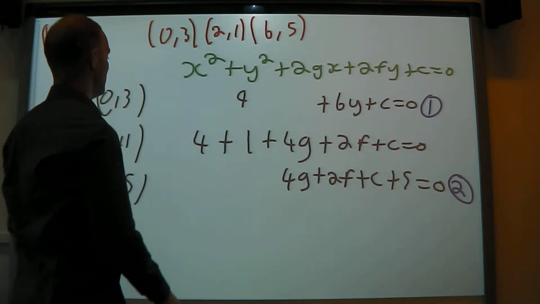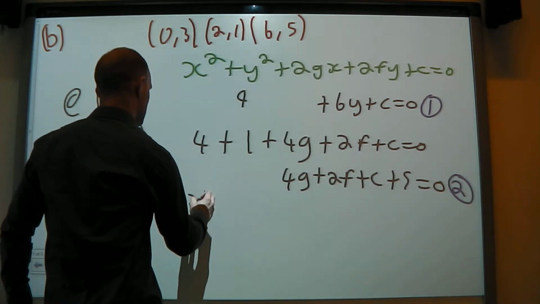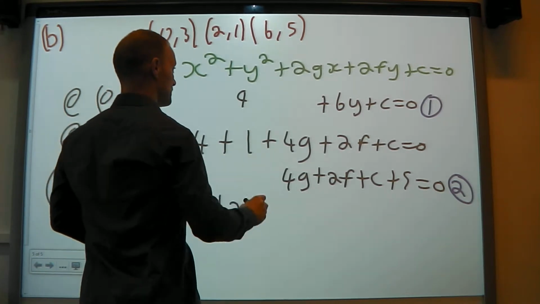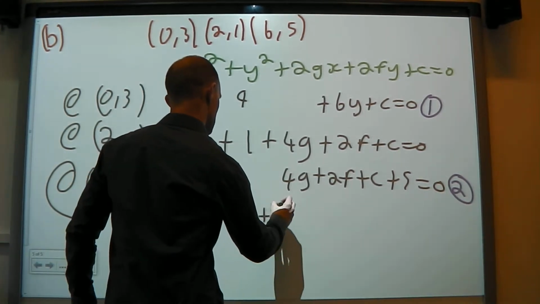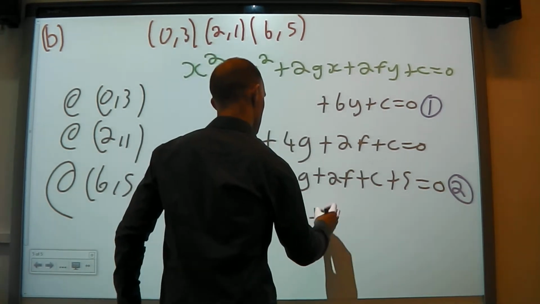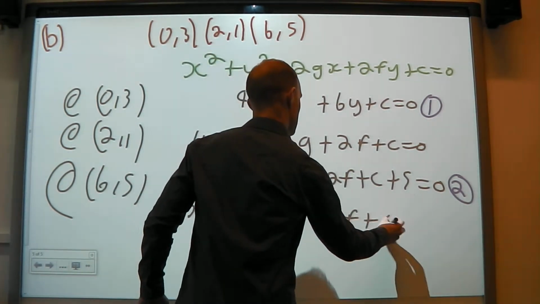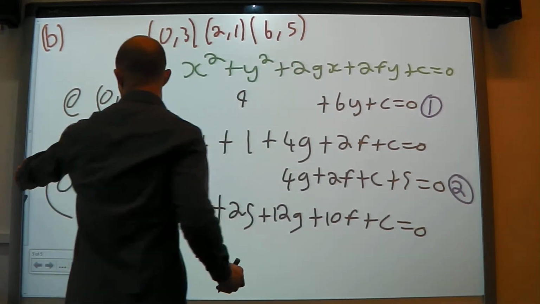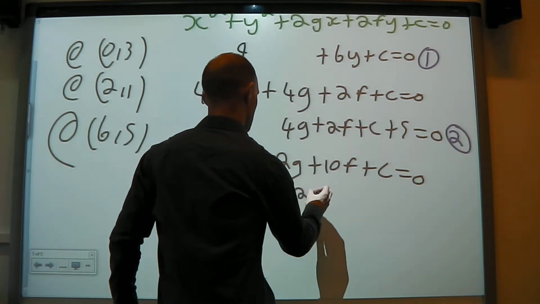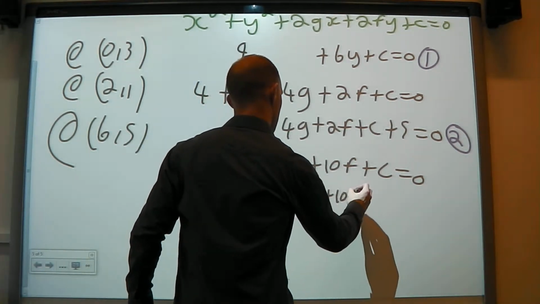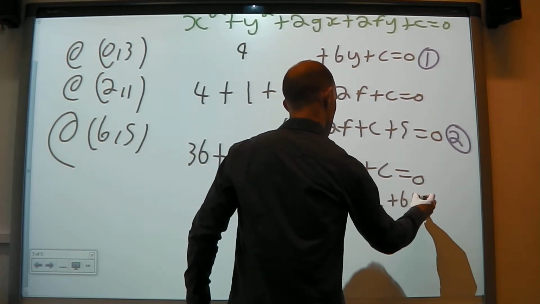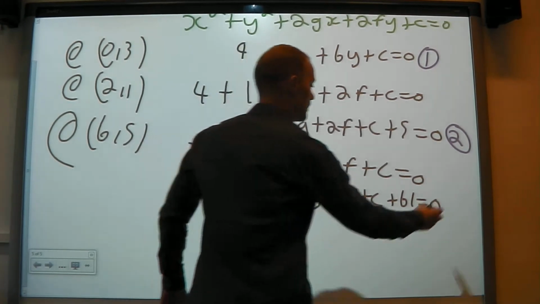Now on to our next point, 6, 5. At 6, 5, we'll fill these values in. That is equal to 36 plus 25 plus 12g plus 10f plus c is equal to 0. I'm going to rearrange that to make it look like the other equations. So that is 12g plus 10f plus c plus 61 is equal to 0. We call that equation number 3.